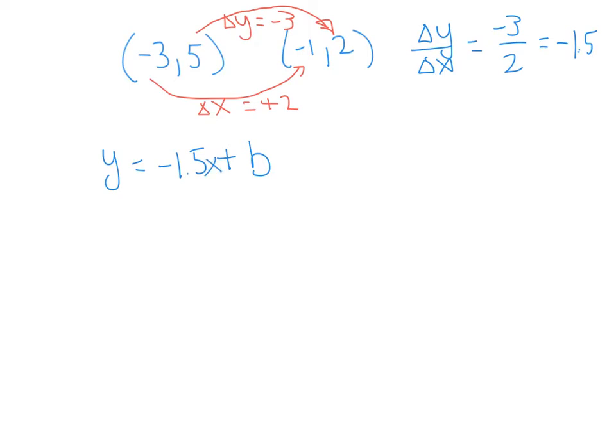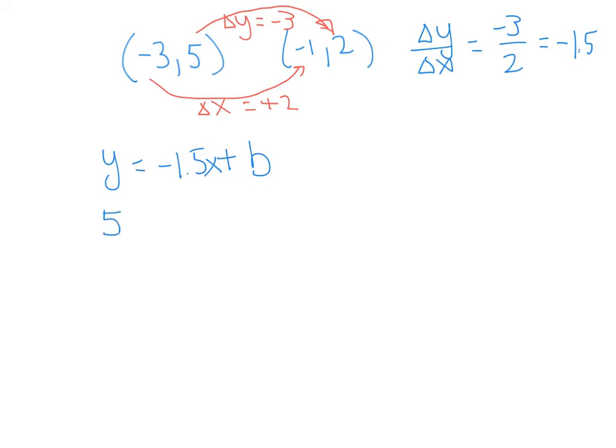Now our goal is to solve for what b is, so that if we plug in -3 for x and 5 for y, that will work. And if we plug in -1 for x and 2 for y, that will also work. So let's start by plugging in one of those points. Let's plug in -3, 5.